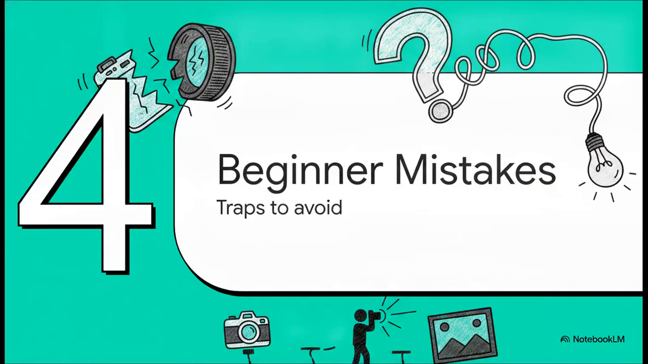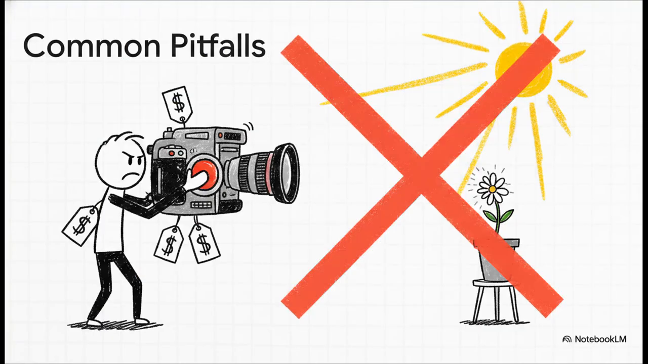Which brings us to Section 4, Biggest Beginner Photography Mistakes. Let's talk about the traps new photographers almost always fall into, so you can make sure to actively avoid them. First up, thinking that buying better gear automatically equals better photos. Spoiler alert, it doesn't. Second, believing photography is just pressing a button and hoping the camera figures it out.